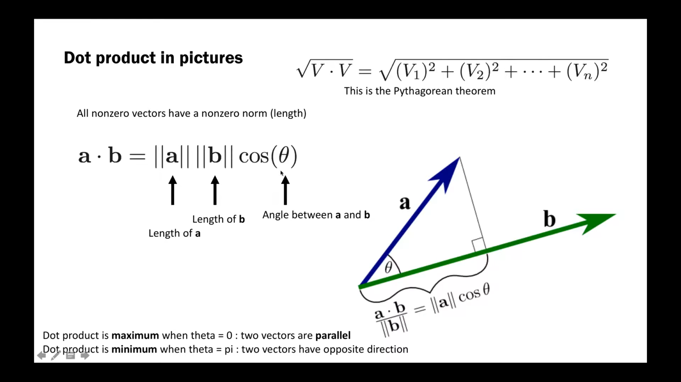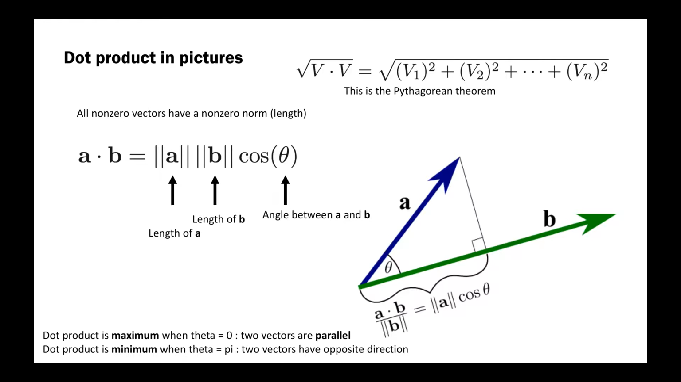When theta is 0, cosine is 1. It's at its maximum. So the dot product is at a maximum when theta equals 0. When theta equals 0, that means the vectors point in the same direction. And so the dot product is a maximum. And we say that the two vectors are parallel, which makes sense because they go in the same direction. When theta equals pi, which means 180 degrees, A is pointing in the complete opposite direction of B. So this is when the dot product is a minimum because cosine of pi is minus 1. And the length of A and the length of B both have to be positive. So this gives us a negative quantity and it's the minimum of the dot product. So when theta equals pi, the two vectors have opposite direction.